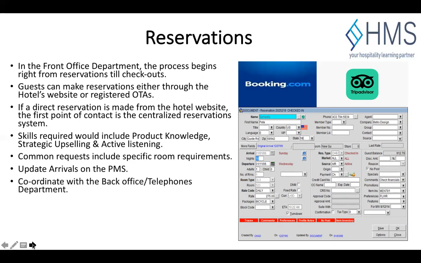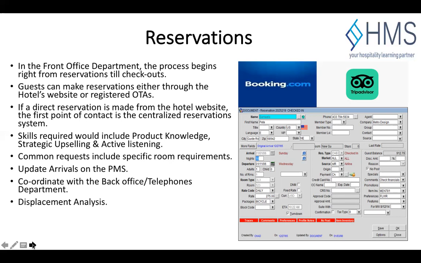And again, it's also important for the reservations associate, as I mentioned before, to coordinate with the back office or telephones department for printing out registration cards accordingly. And again, everyone has to be on the same page, hence resulting in smoother operations.